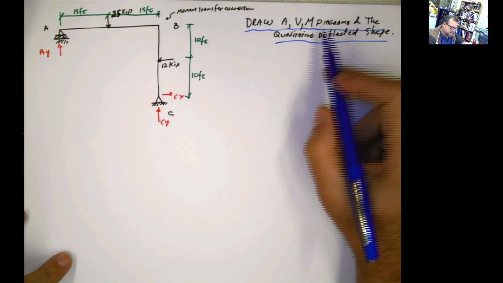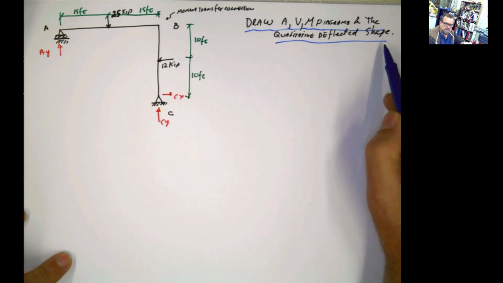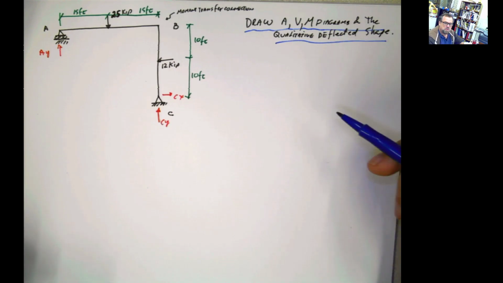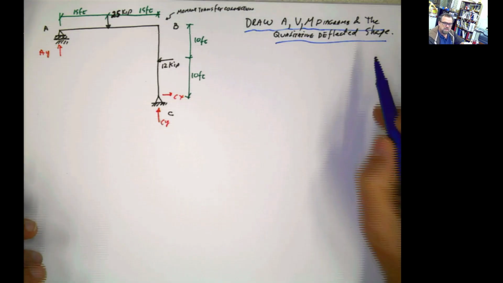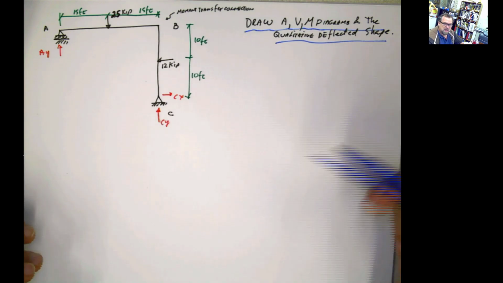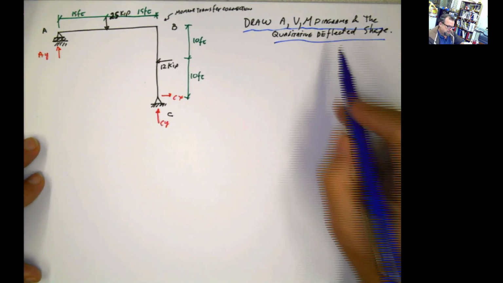So this problem is asking you to draw the axial shear moment diagram and also the qualitative deflected shape. This part refers to how the structure moves or deforms, and we have sufficient information once we complete the moment diagram. Based on the moment diagram and the support conditions, we can have a lot of information that may allow us to do that.